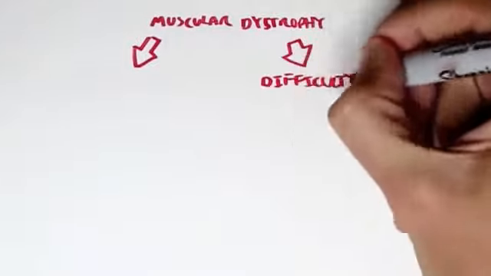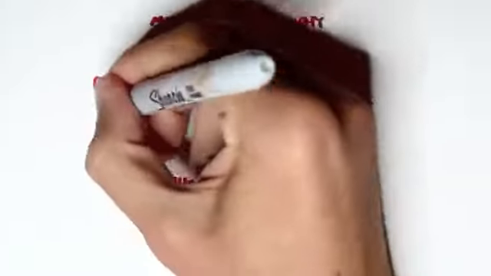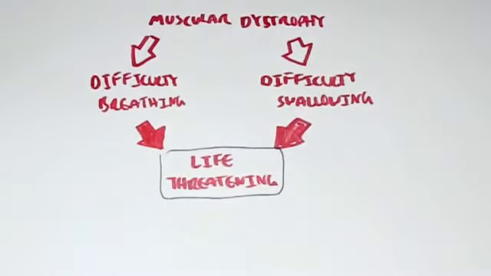Myotonic and Duchenne muscular dystrophy, as well as any other type of muscular dystrophy, can get extremely serious and life-threatening when there's difficulty in swallowing and difficulty in breathing. As of yet, there is no cure for muscular dystrophy, and it's such a serious condition. But there are a lot of foundations out there that try to find a cure, and so supporting these foundations would mean a lot.